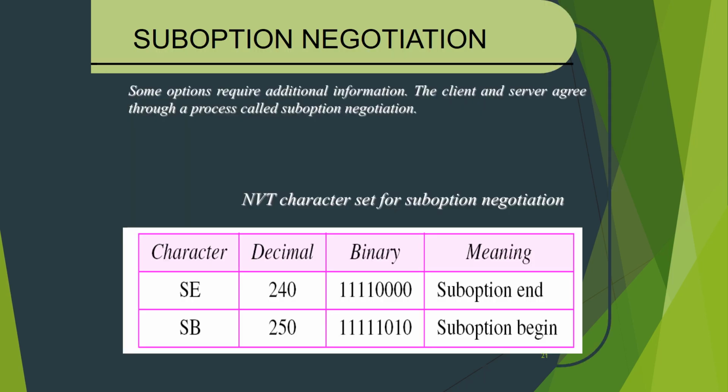Then there is a facility for suboption negotiation. Some options require additional information, like to define the correct type or speed of a terminal. The negotiation includes a string or some number to define the type or speed. So here SE is a character with code 240, meaning suboption end, and SB is suboption begin with code 250.